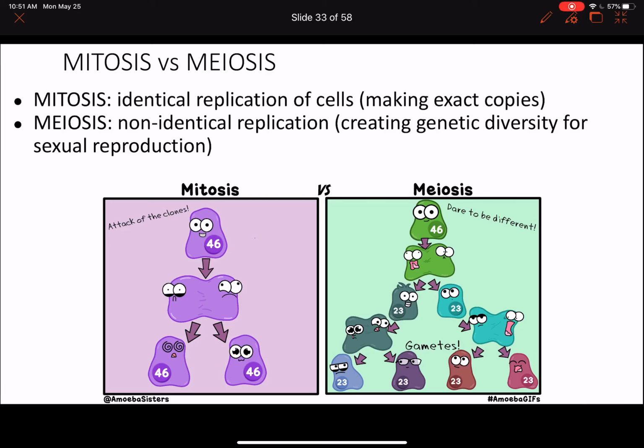We just spent some time thinking about mitosis, the process by which cells can divide and create identical replications of themselves. So you can have one parent cell creating two identical daughter cells. If this was a cancer cell, it would create two identical cancer cells that have the same genetic information inside of them that the parent cell had. Or if this was a skin cell, it would create two identical skin cells with the same genetic information inside of themselves that the parent cell had.